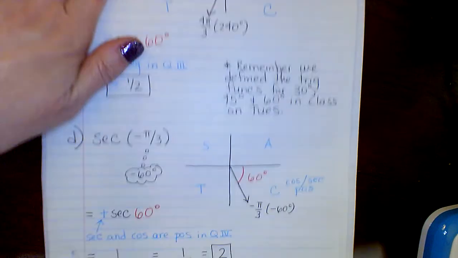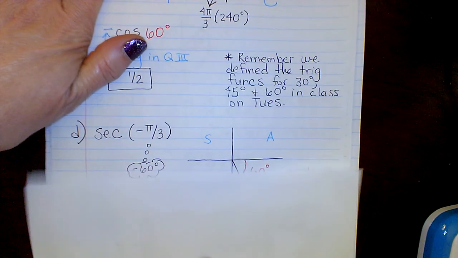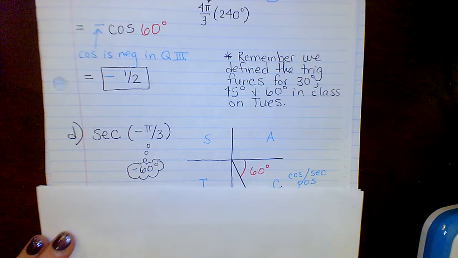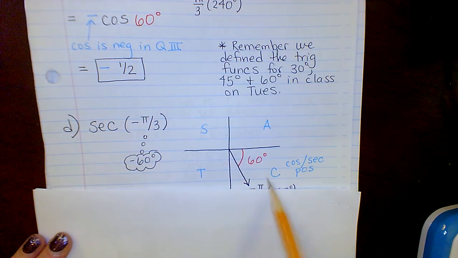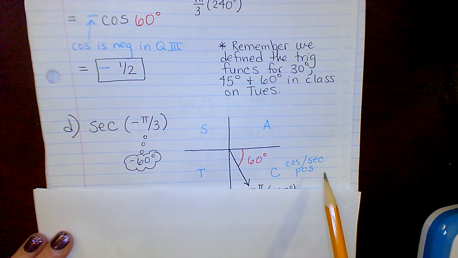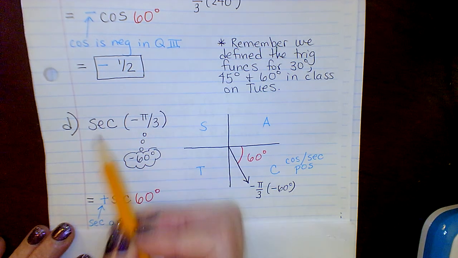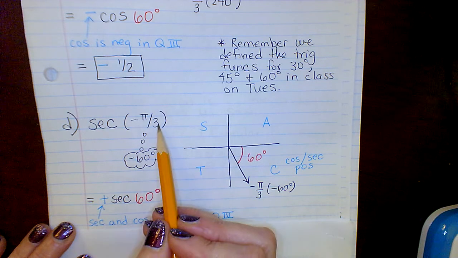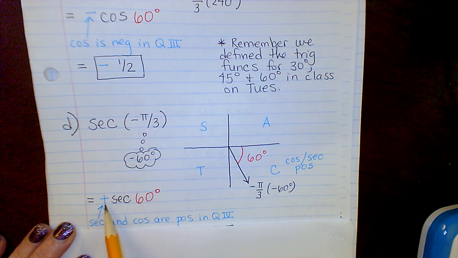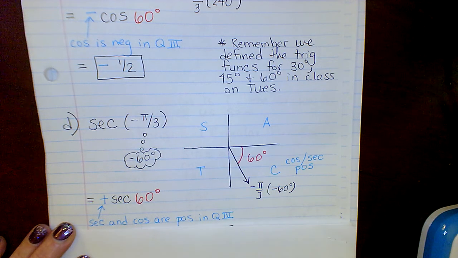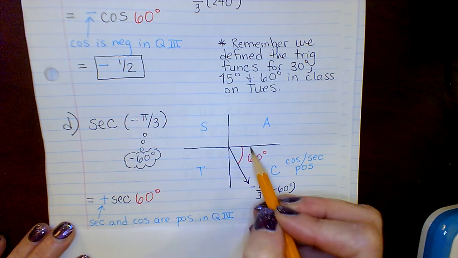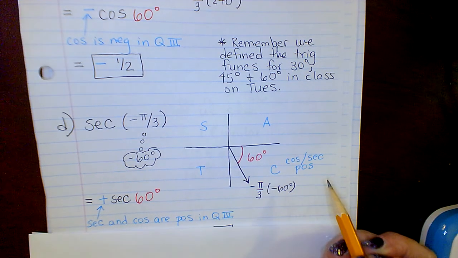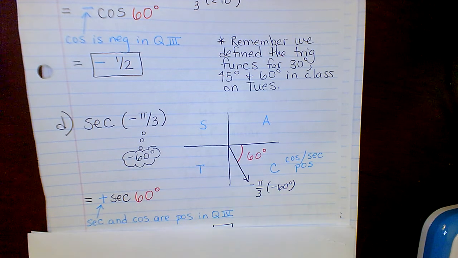Okay, last one. That is the secant of negative pi over 3. That's the same as negative 60 degrees. So that's down here in quadrant 4. The cosine is positive in that quadrant, which means its reciprocal function, secant, is also positive. So negative pi over 3, or negative 60 degrees, is the same as positive secant 60 degrees, because of this reference angle. Now how did I know it was 60 degrees? Well, because that angle is negative 60, so the positive version of this angle is 60.